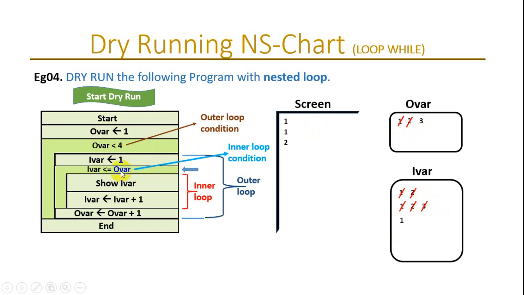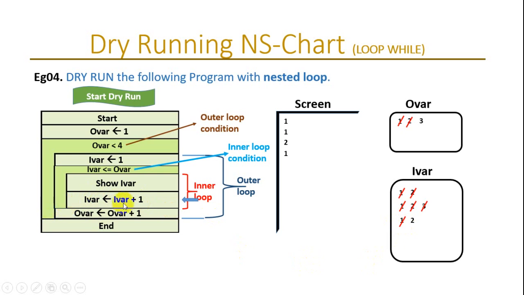Then you go to the next line and you are in the inner loop. IVR less or equal to OVR, OVR is 3, IVR is 1, yes, less or equal, so true. So again you go into the inner loop, show IVR, IVR is now 1, okay, so this is shown. Then you go to the next line, increment IVR by 1, IVR is currently 1, so add 1 to that and write it back, so it becomes 2.